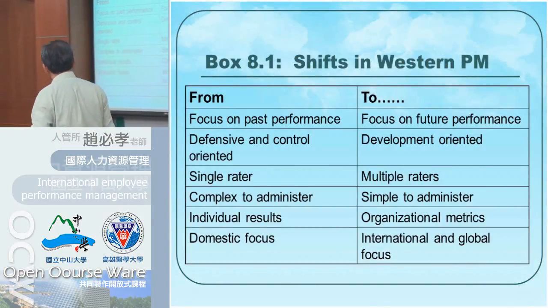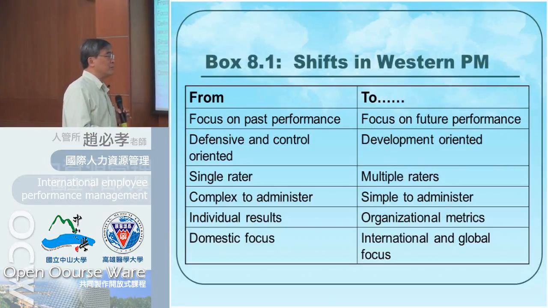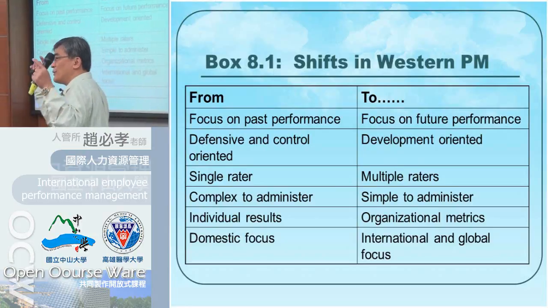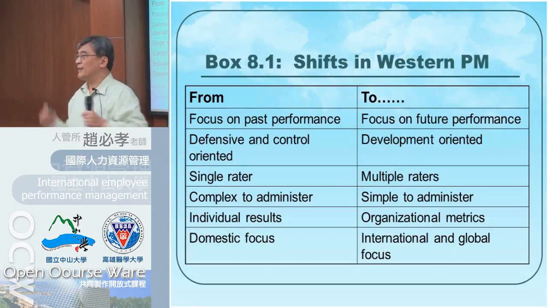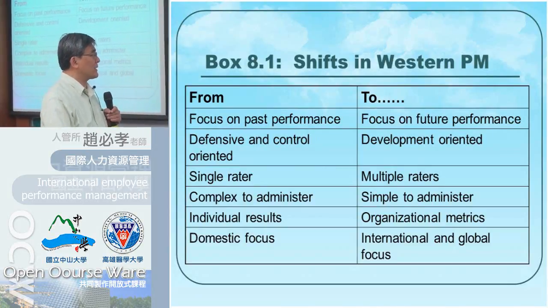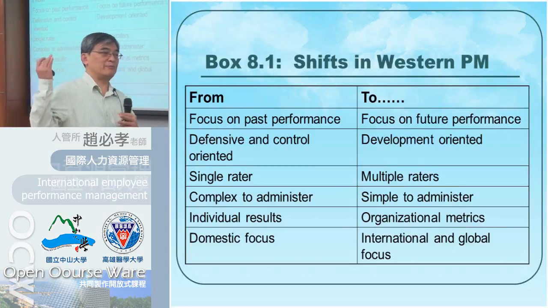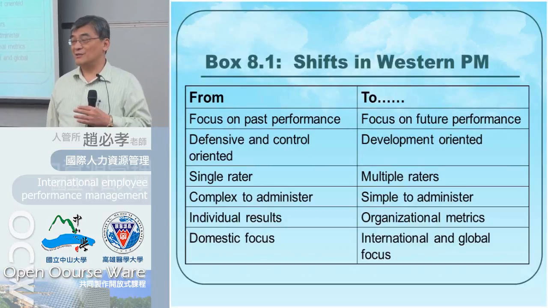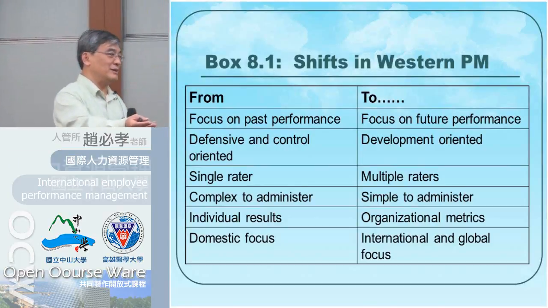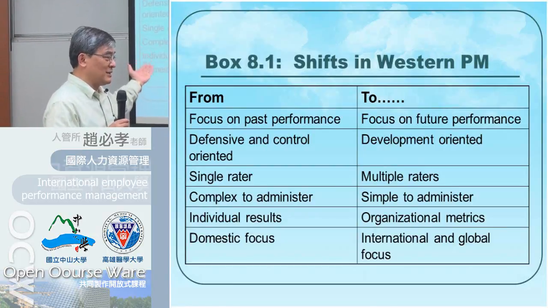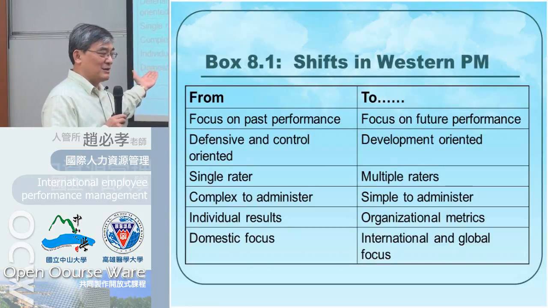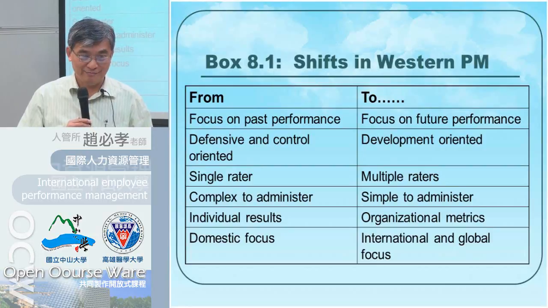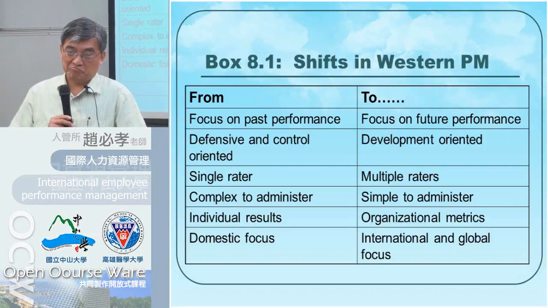Let's look at this table. You can find the shift from the focus on past performance to the focus on future performance. Because if all the criteria used to evaluate the employee's performance are only for past performance, how he performed in the past year, can it explain future success? For an employee who really had good performance in the past year, can it guarantee this employee will have a very good performance in the future in a different position? How do you think? You don't know that, right?